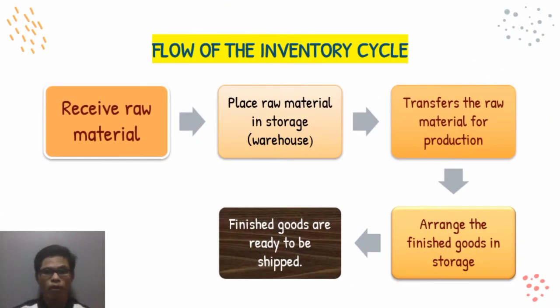Next, we move to the flow of the inventory cycle. The first flow is receive raw material, which means the management receives the raw material, and then the management places the raw material in storage, which means in a warehouse. And then after that, the management transfers the raw material purchased for production purposes. And next, the management will arrange the finished goods, the complete goods, into storage before the finished goods are ready to be shipped to the customer.